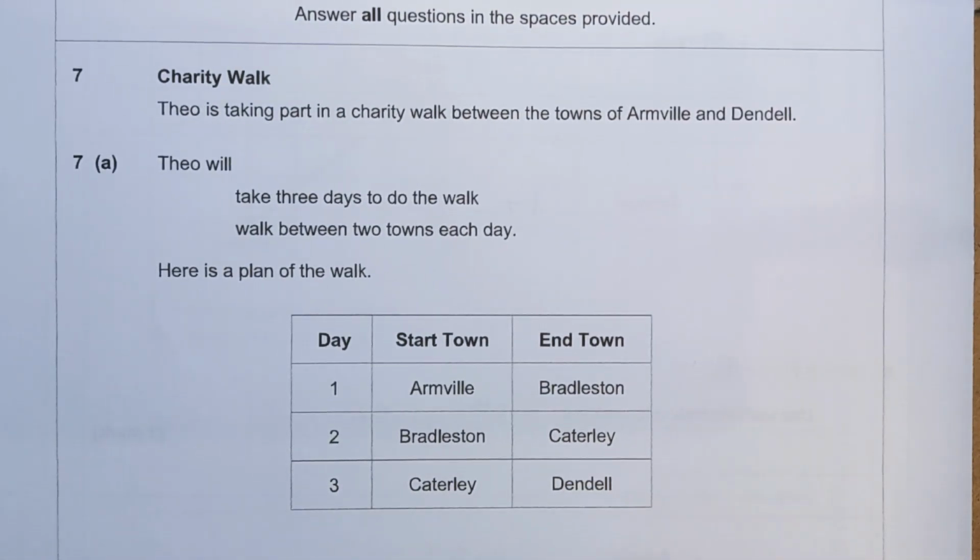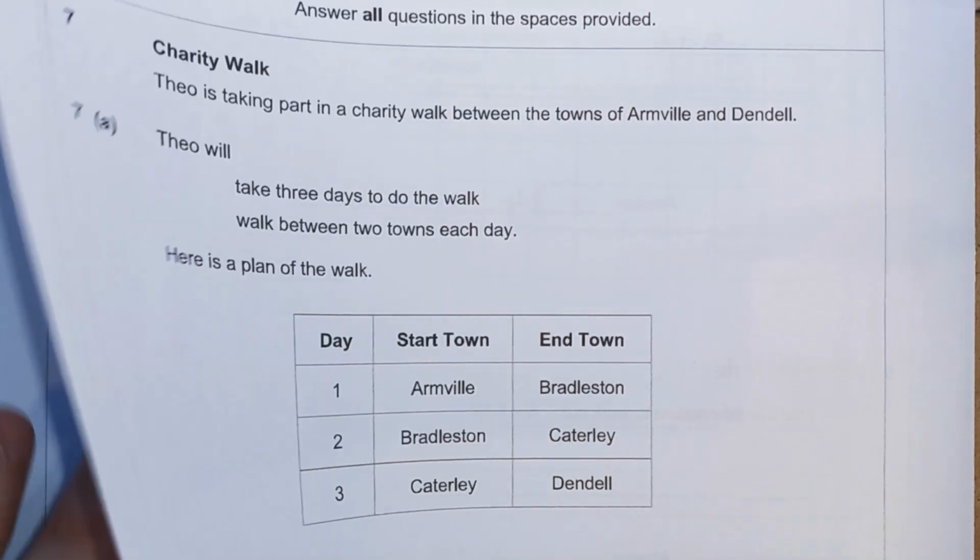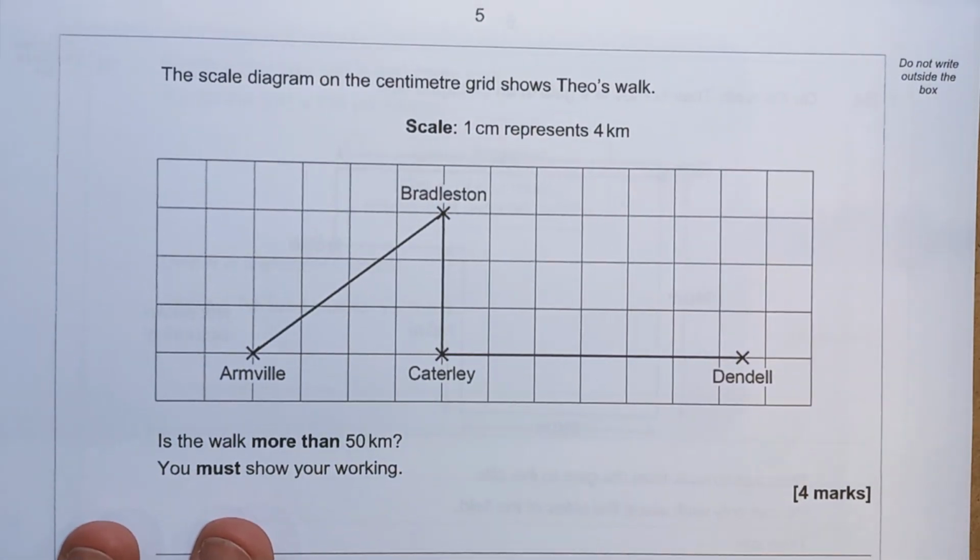Question 7. Charity walk. Theo is taking part in a charity walk between the towns of Armville and Dendal. Theo will take 3 days to do the walk and walk between 2 towns each day. Here is a plan of the walk. So day 1 is going to start at Armville and go to Bradleston. Day 2, he'll go from Bradleston to Catterley. And on day 3, he'll go from Catterley to Dendal. Now let's look at the actual question, which is over the page.